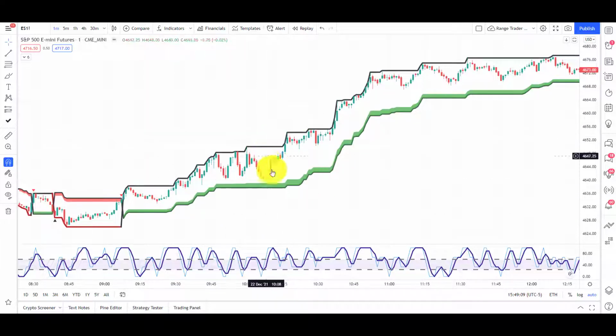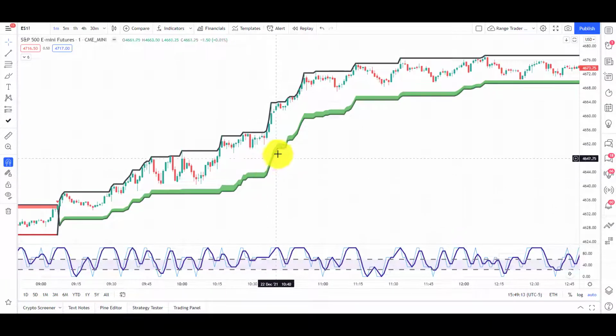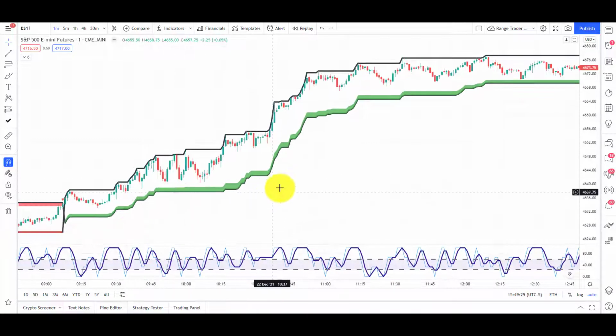Now I'm just going to show you just the Range Trader by itself, but this is a useful tool to have as your base template, and then add the other indicators to this so that when they're in agreement, you have better chances for success on buying the dips or selling the rips. So we're just going to look at this 1 minute chart for the time being. As you can see, it flipped back to green.